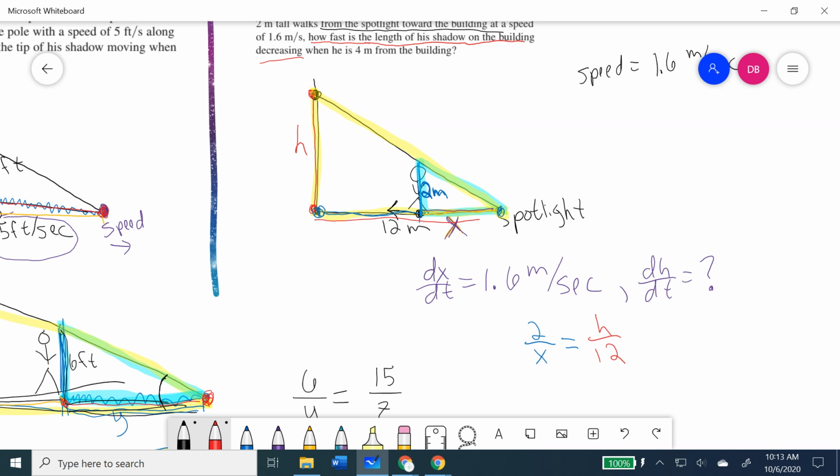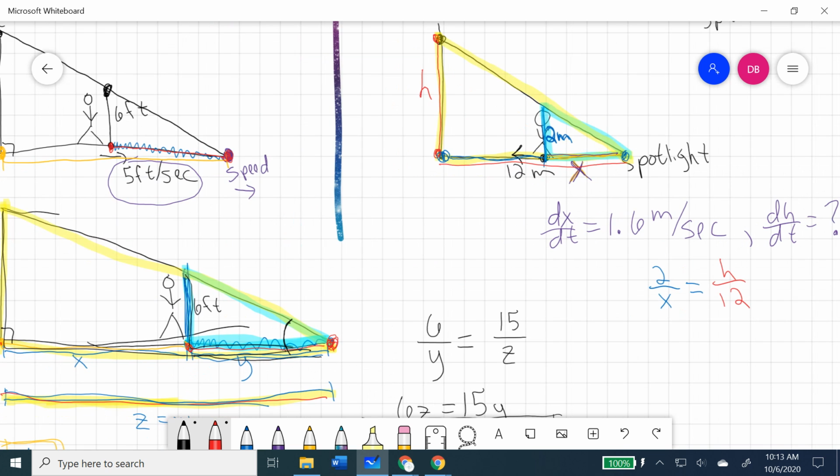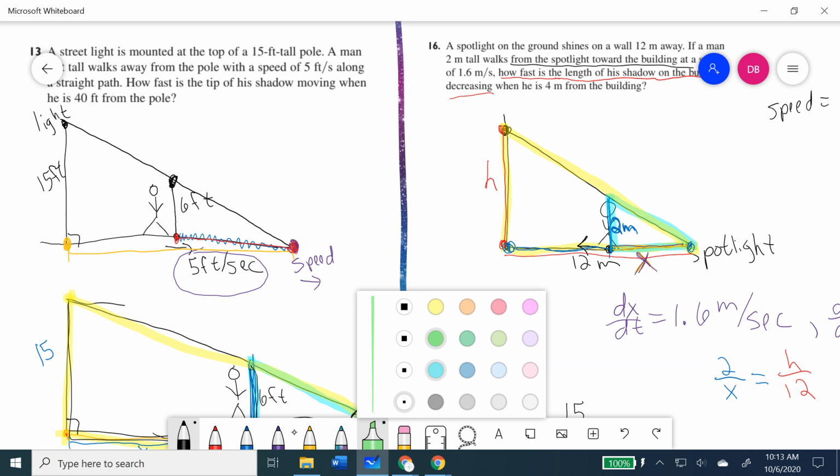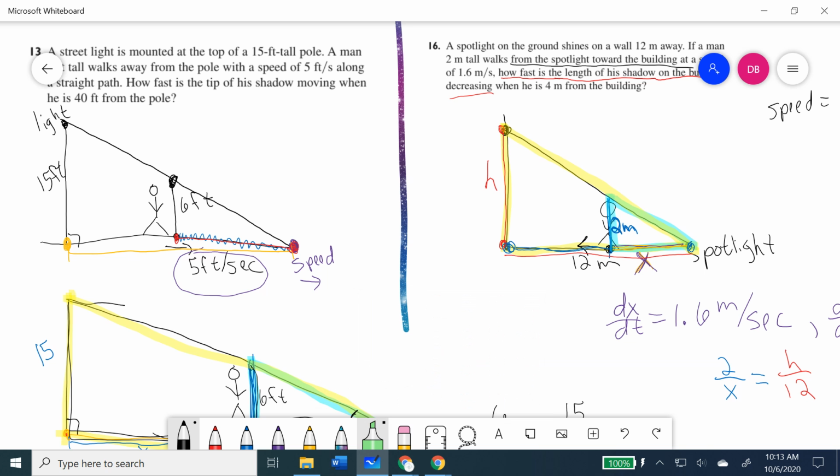And it's just a matter of keeping track of what is going to change in this problem and what is being held constant. Let's look at the two triangles that we got from the two different problems. The first triangle that we did had a fixed height of this light. This time, the horizontal distance is fixed.